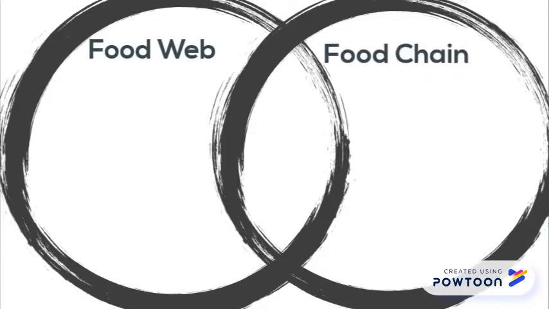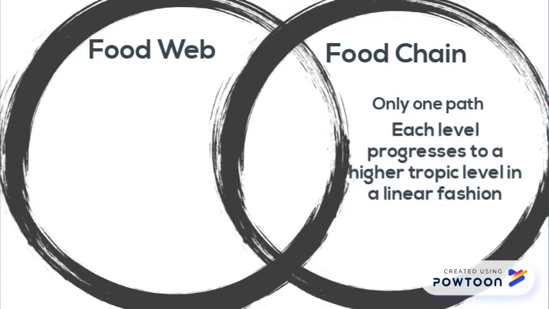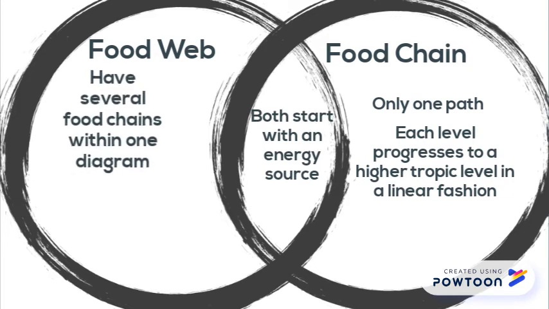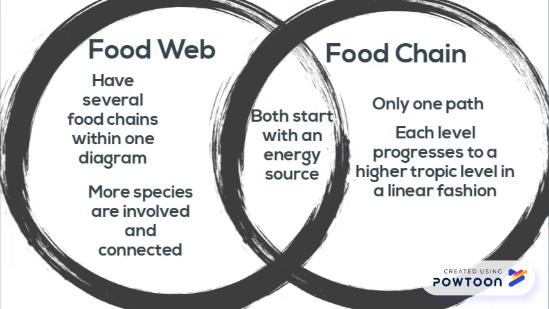Now we have learnt both about food webs and food chains. Let's compare and contrast. Food chains only have one pathway, and each level in a food chain progresses to a higher trophic level in a linear fashion. Both food chains and food webs start with the same energy source, and food webs have several food chains within one diagram and have more species involved.